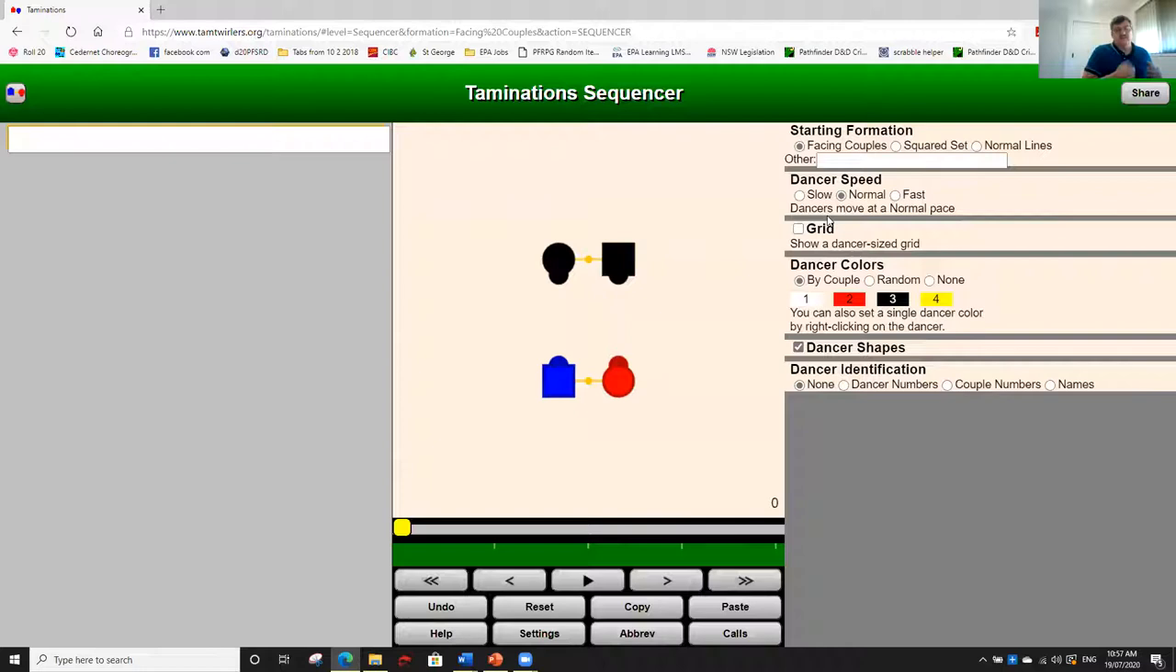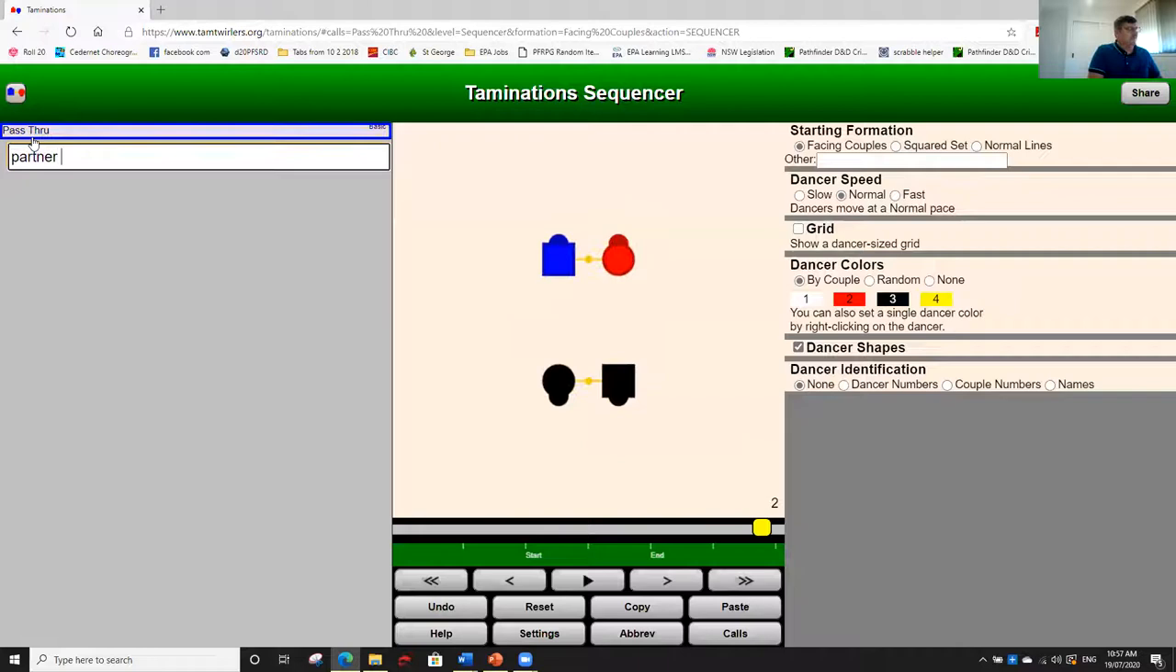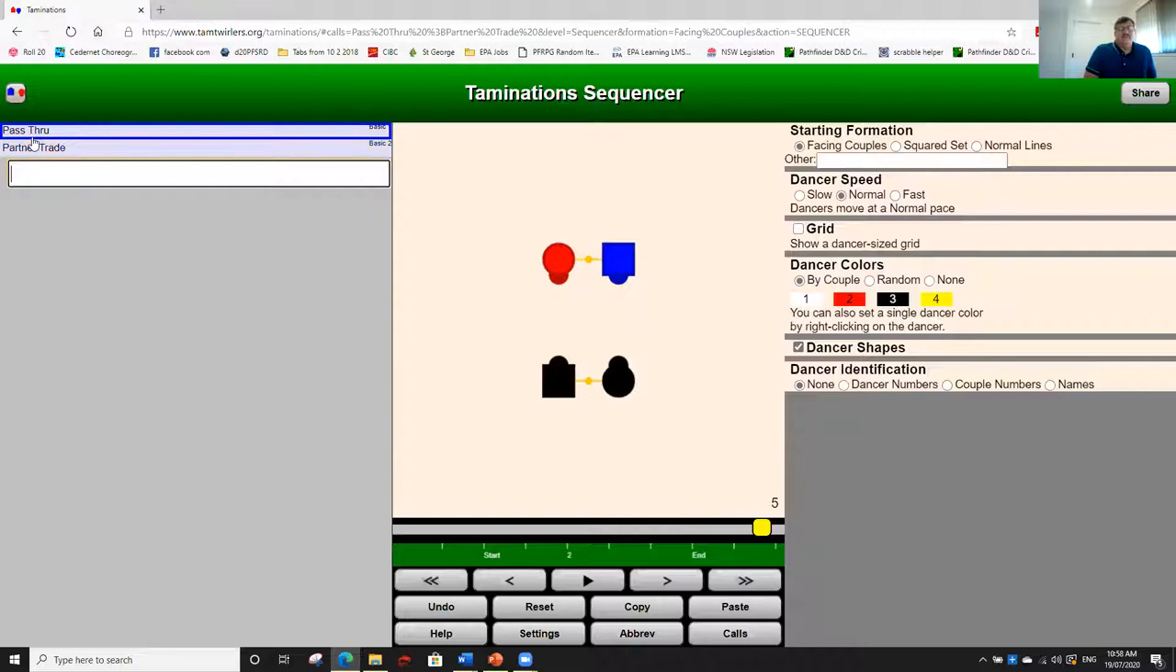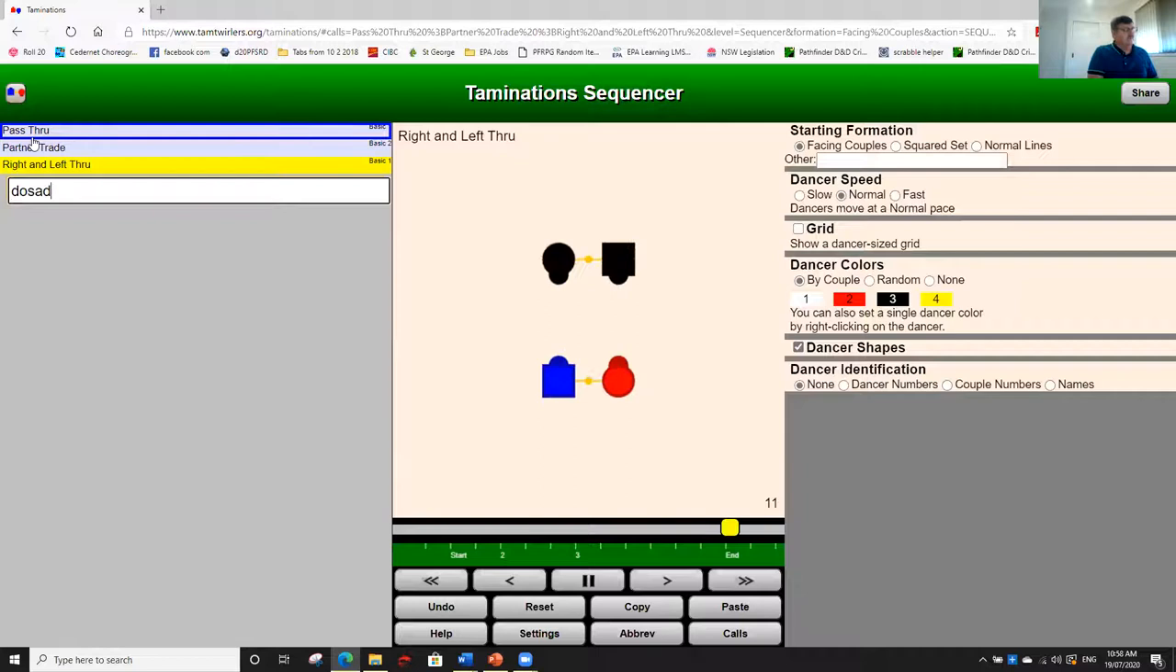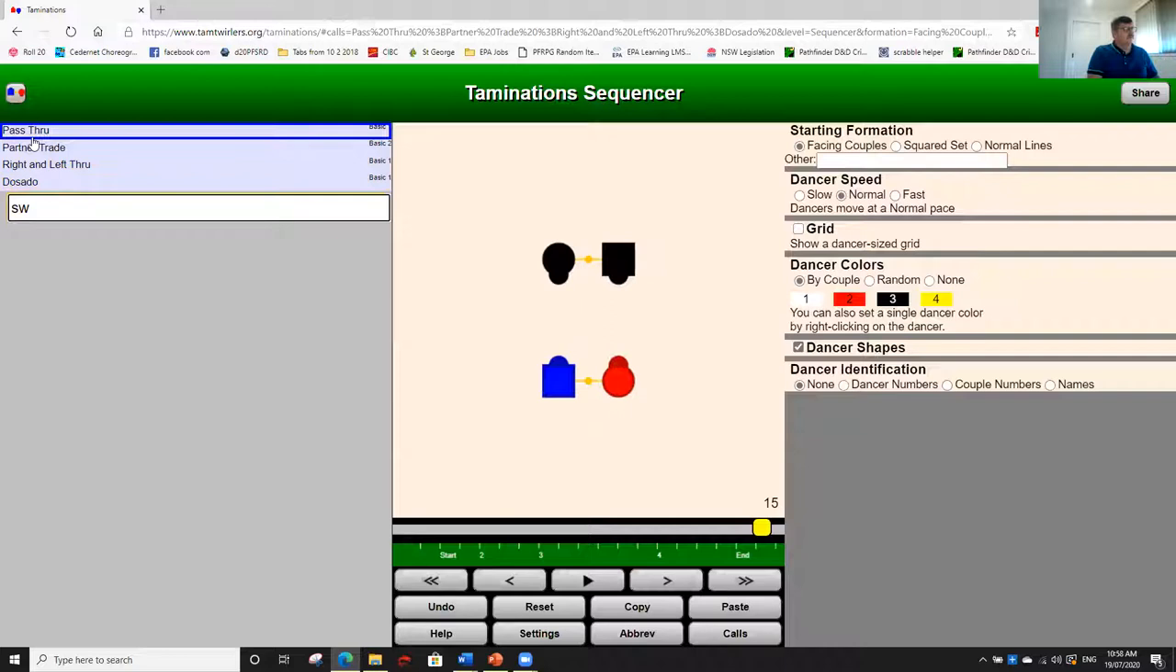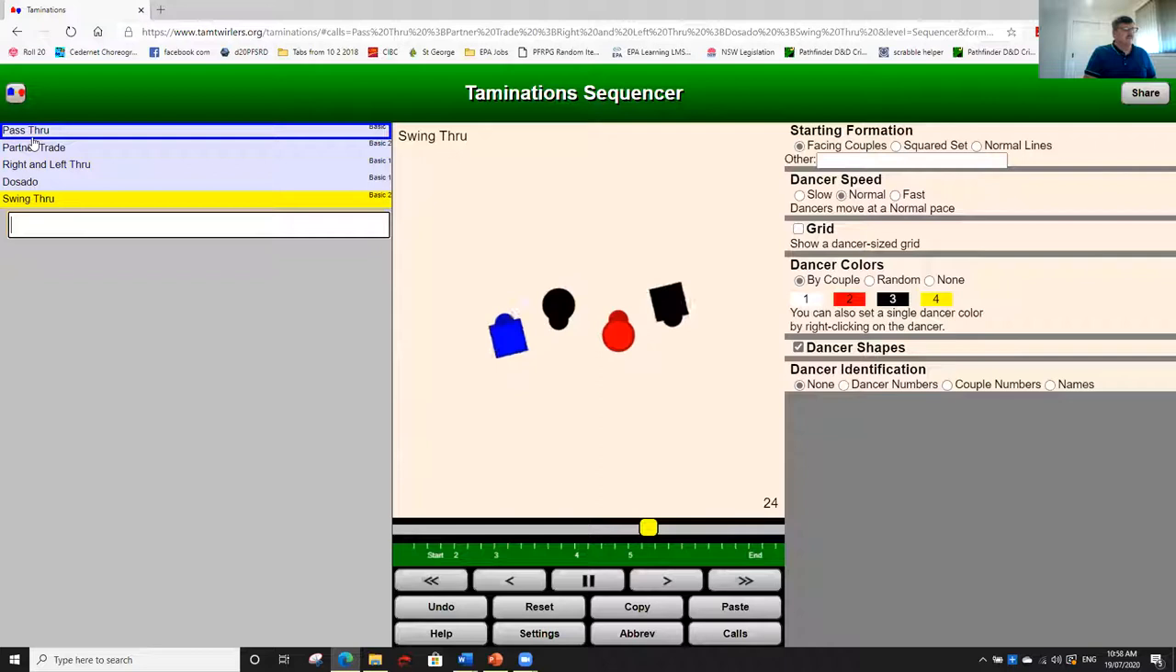They might call pass through, partner trade. Well, can you actually do that pass through? No, because there's nobody. So when they call it, they'd say, with the phantoms in front or with the couple in front, pass through, do a partner trade. With the ones in front of you or with the phantoms in front, right and left through. Do sa do. Swing through. Oh, wait a minute. That means I got to turn half the right with nobody, and the centers have to turn half the left with nobody. Boys run, wheel and deal.